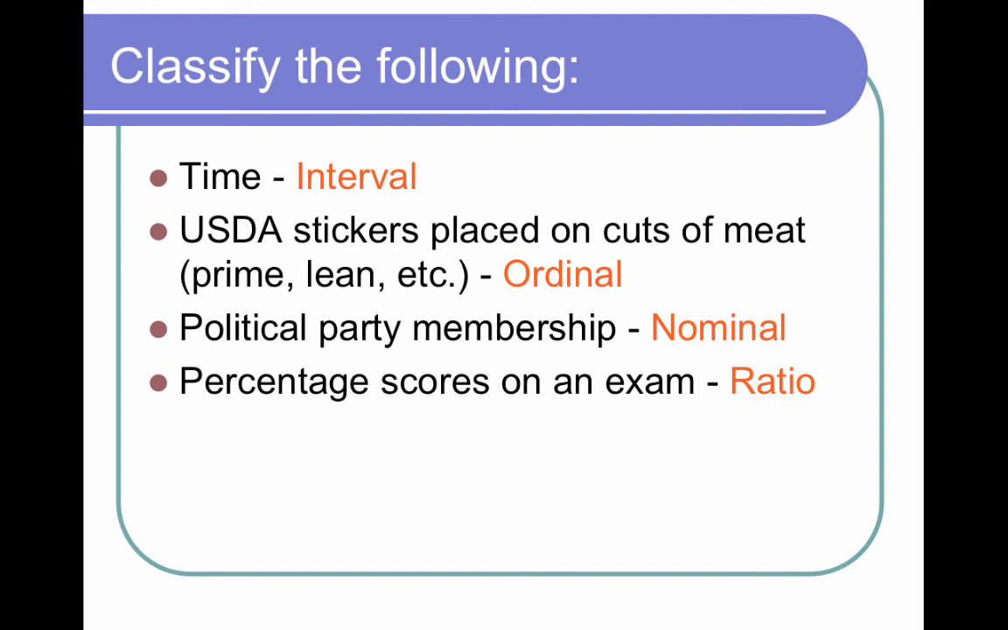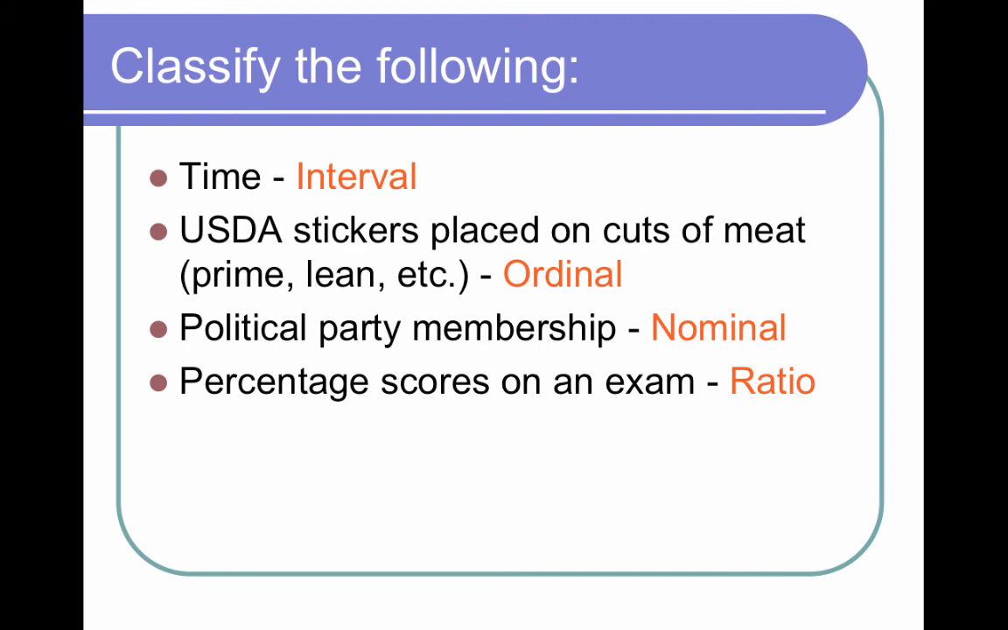It's exactly the same. USDA stickers placed on cuts of meat. Now, you would have to know, and some of you may not if you haven't cooked much, that those labels, prime, lean, etc., do imply rank. So one is better than the other. And that's why it is ordinal data instead of nominal data. If you thought it was nominal, it's because the lean cut is better than prime, etc.